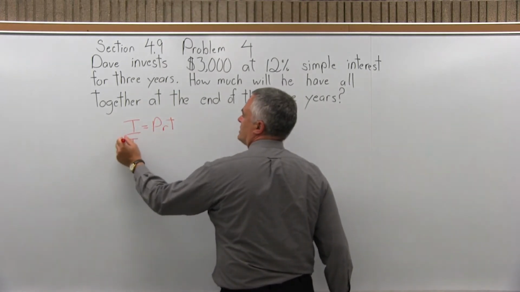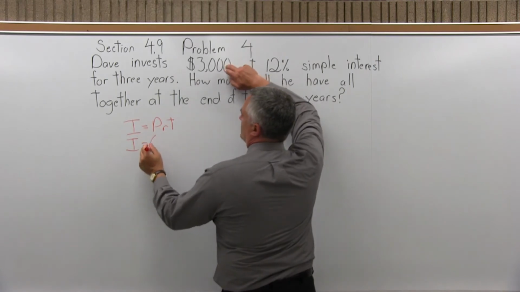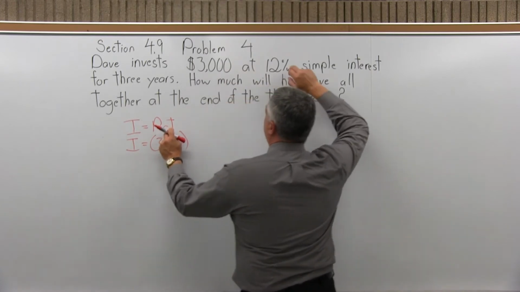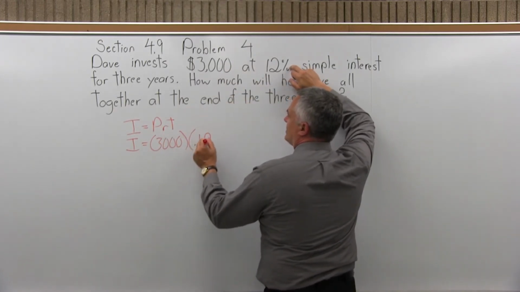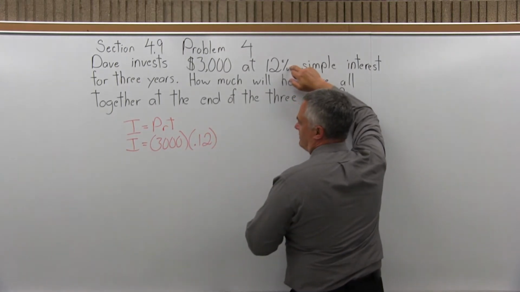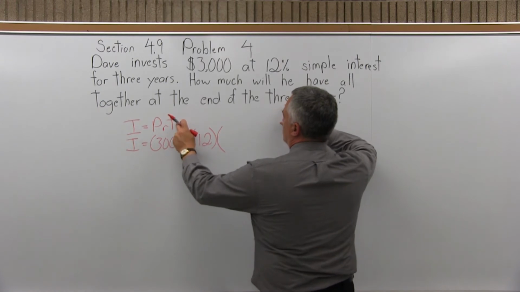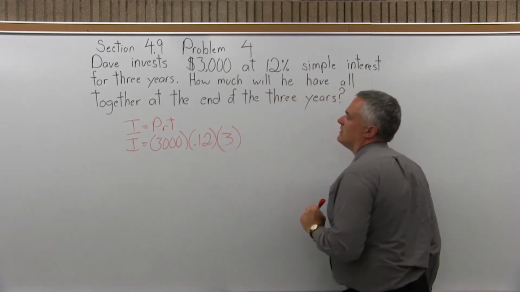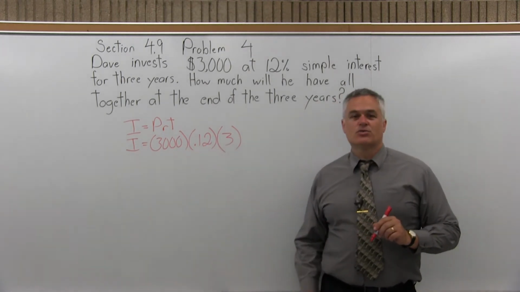I is the interest earned, P is the principal or initial investment, which for this problem is $3,000. R is the rate as a decimal, so 12% as a decimal goes to 0.12. And then T is time in years, which it has to be, and here it is, so T is 3. So now you have to multiply 3,000 times 0.12 times 3.